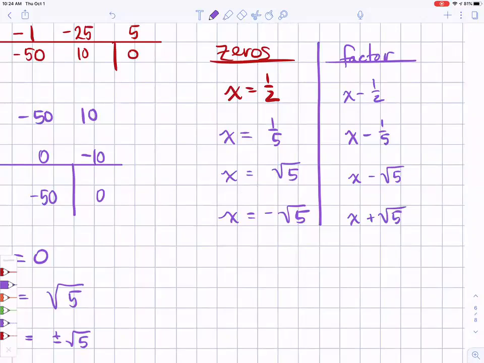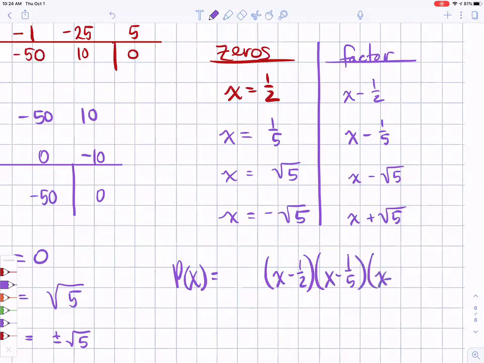Now, that's a list of factors, but I have not factored p of x. I have not written it as my product of factors. So we got p of x is equal to, let's just go ahead and multiply our 4 factors together: x minus 1/2, x minus 1/5, x minus root 5, x plus root 5.